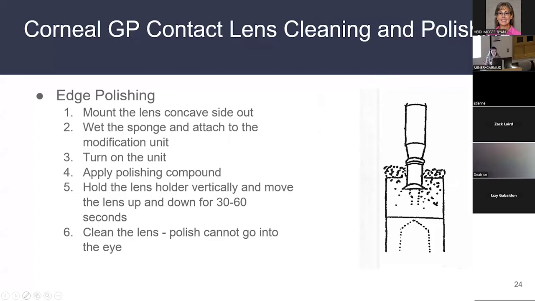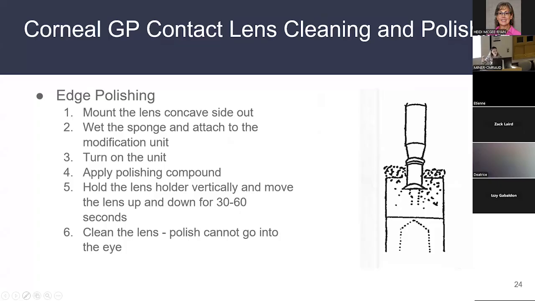Then you put your polish on, an ample amount of polish. You want the sponge to kind of be white with the polish, if you will. And then all you do is hold your little inserter or remover and move the lens up and down with a little bit of pressure for 30 to 60 seconds. This not only cleans the lens, but it's going to polish the surface.